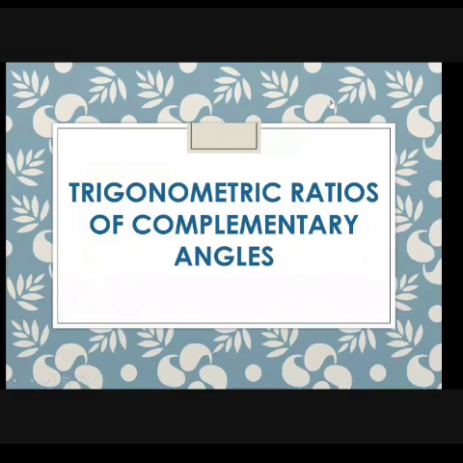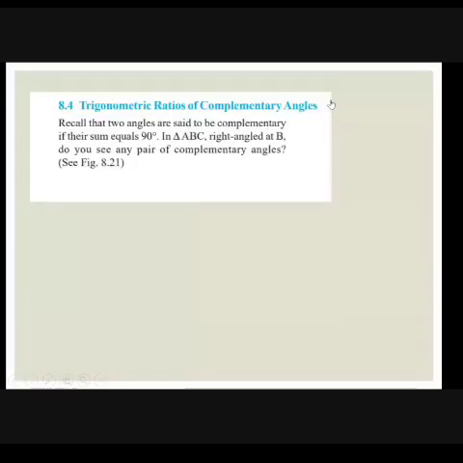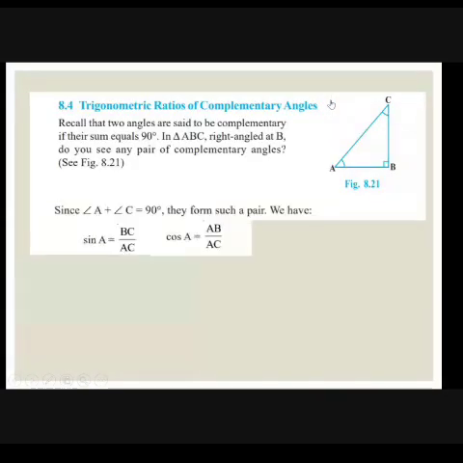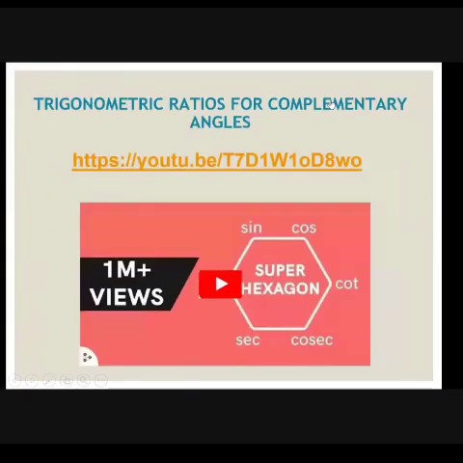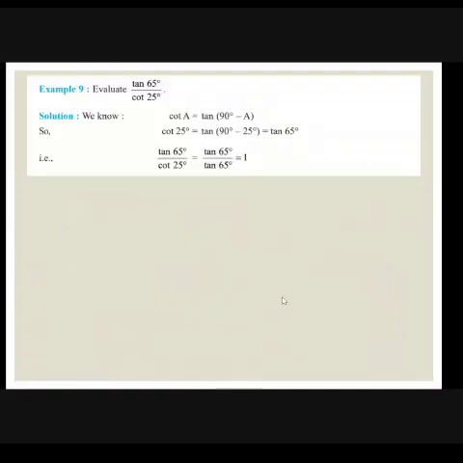Then we come to the trigonometric ratios of complementary angles. Again, I have made, first of all, the explanation of the chapter. After the explanation, I have taken up again the trigonometric ratios. This is also a very interesting video that uses the super hexagon to find out the value of sine, cos, tan, cot, cosec, and the relationship between them. Very nice video. Please do watch it and show it to your students also. This has been taken from YouTube.